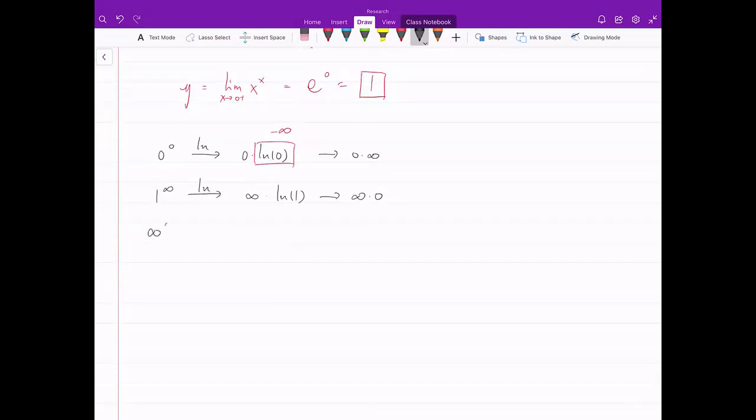Finally, infinity to the 0. We have 0 times ln infinity. What is ln infinity? Infinity. Therefore, we have 0 times infinity. So actually, although we have 3 different cases, once you take the log, they all reduce to the same thing. With the same thing, you just flip and use L'Hopital.